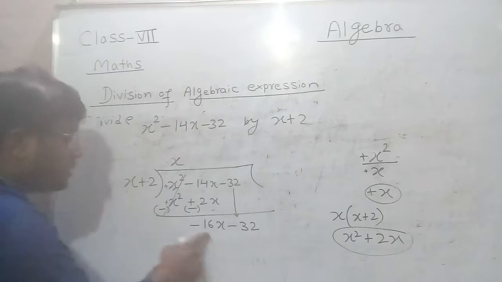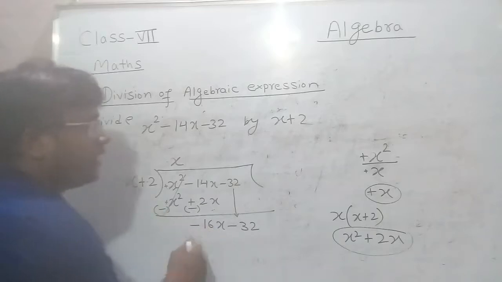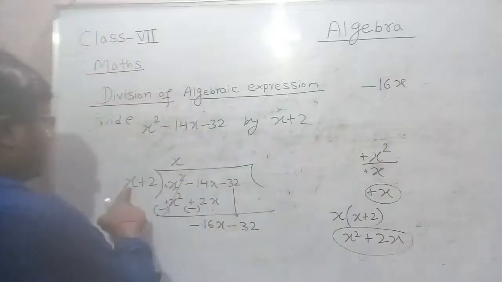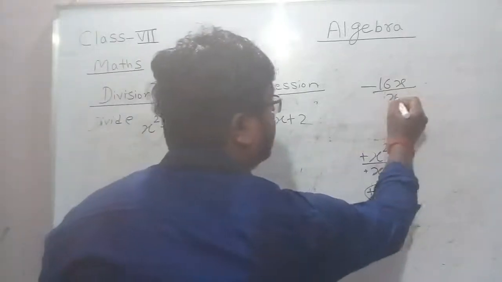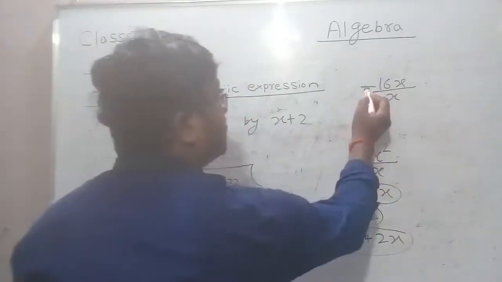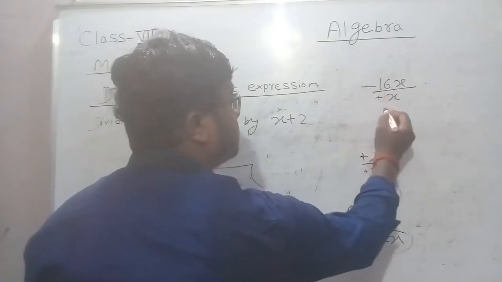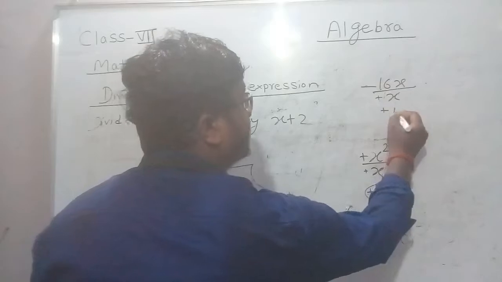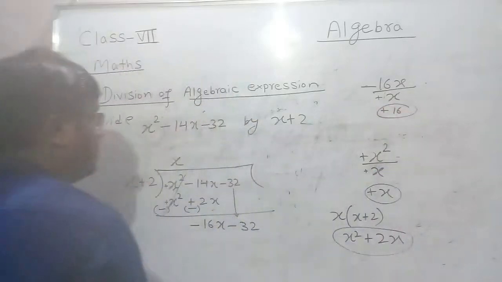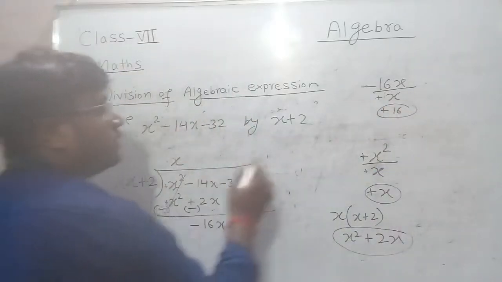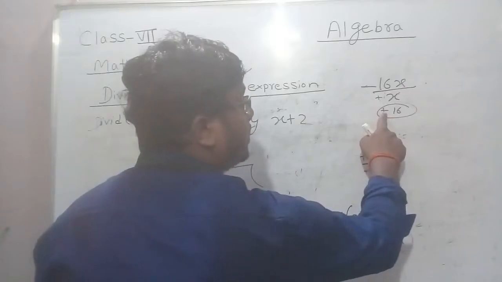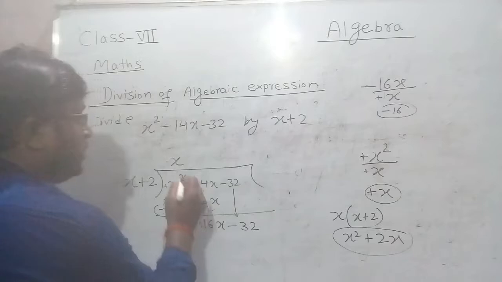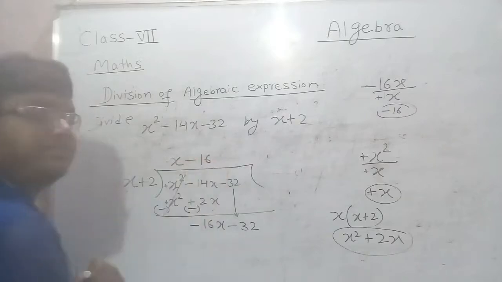First see the first term and first term. Here minus 16x is the first term, and here the first term is x. Divide it. Okay, what will we get? Minus divide plus, that is a minus. x cancels, so you will get minus 16.